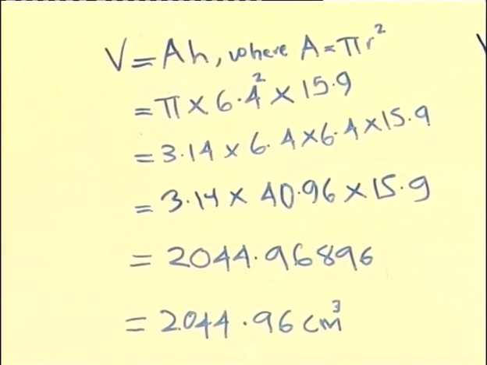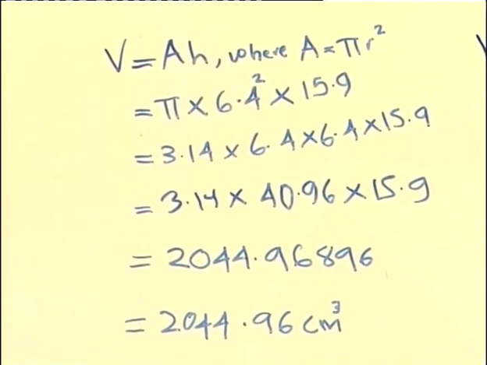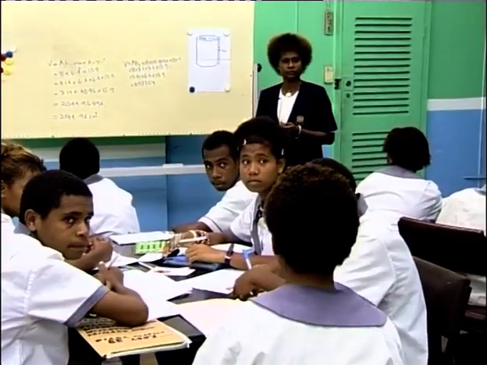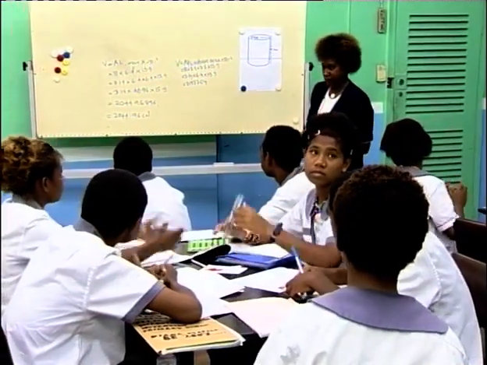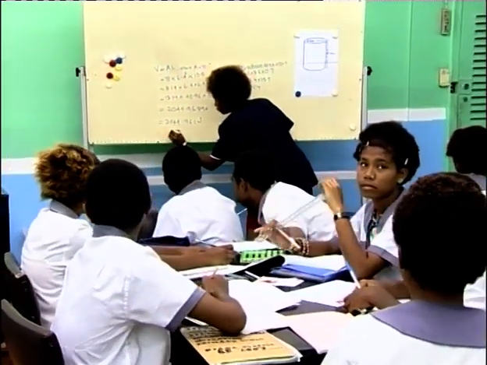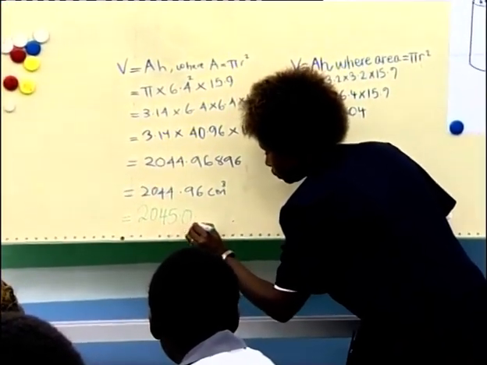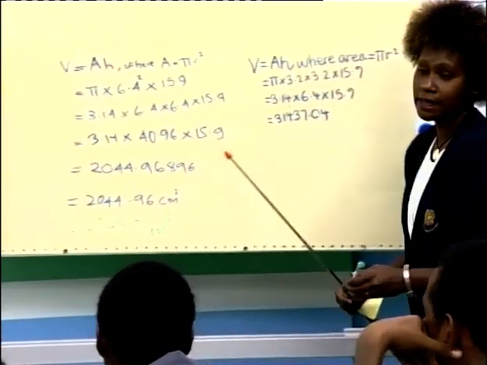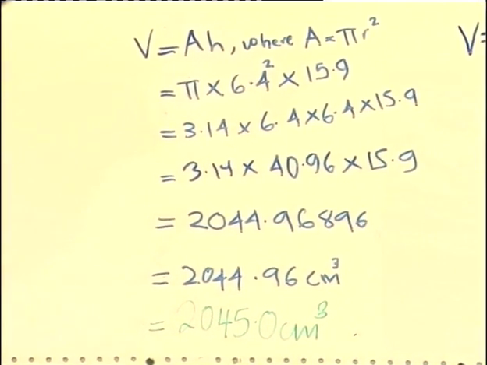Okay, we seem to be having Eddie all the time. You others, what do you think? Round it off to the nearest whole number. Okay, Eddie? 2045.0. Okay, let's give him 5 big claps. 2045.0 cubic centimeter. That's the final answer that you should have in your working out.